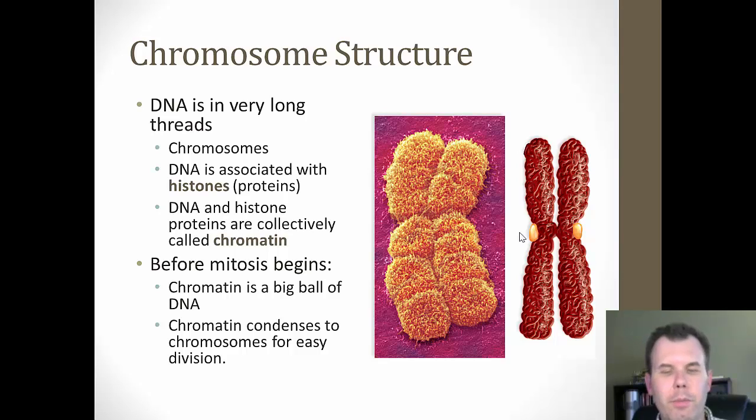And if it's left as a big tangled ball, like Christmas lights or whatever, a tangled ball is very difficult to deal with. But if we can condense it down into these little structures that we can pull apart, it makes it so much easier to deal with, and that's why we do that. So chromatin is a big ball of DNA during interphase and then condenses down into these chromosomes so that they can easily divide during mitosis.